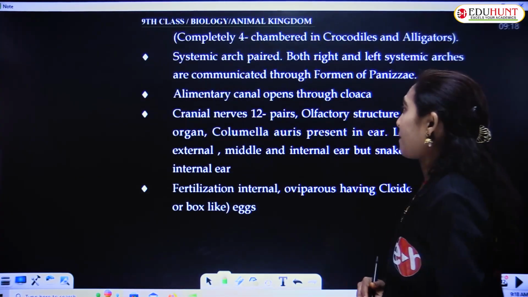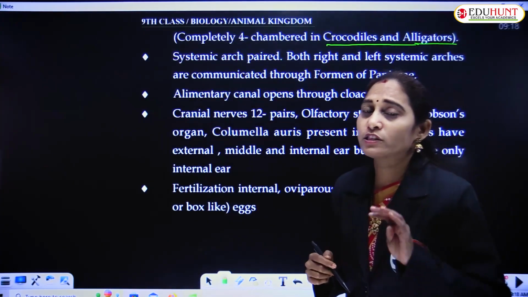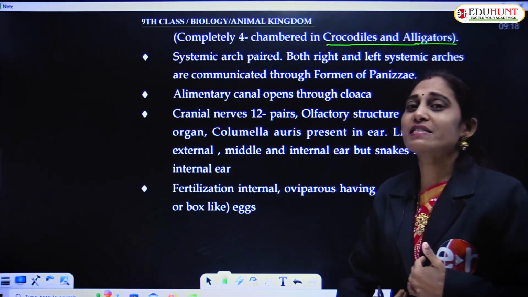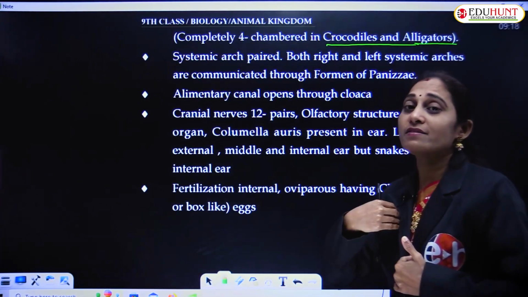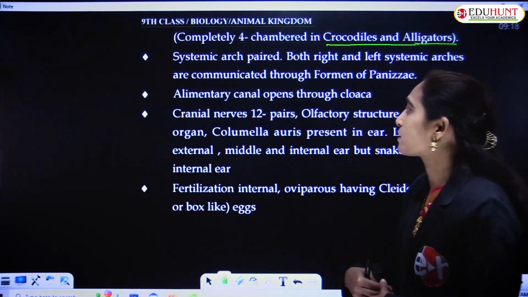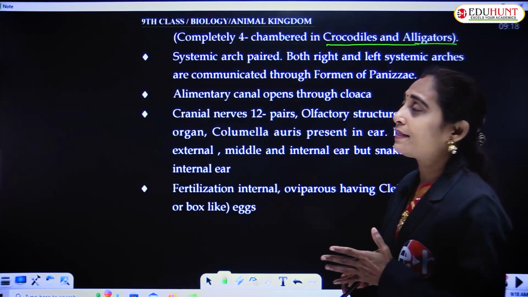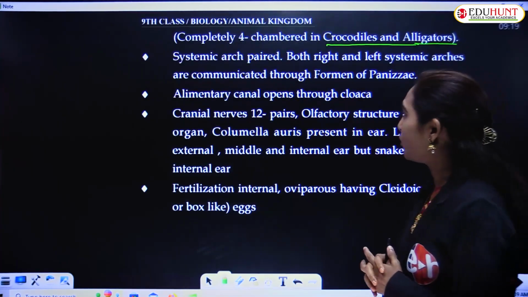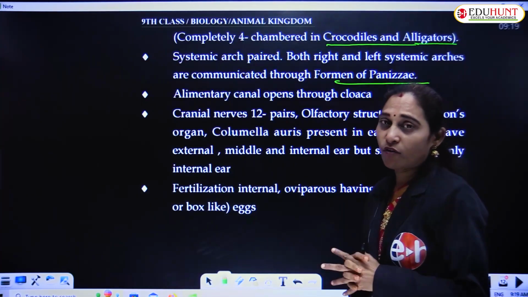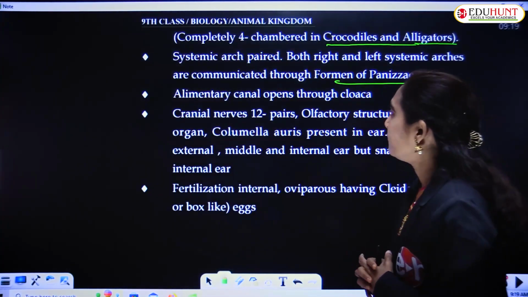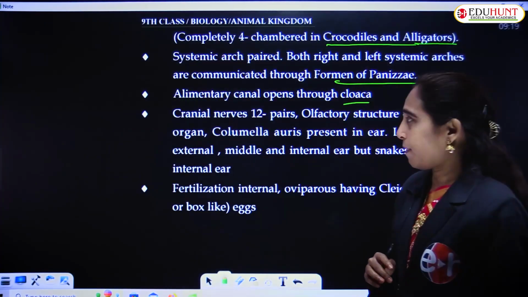But the exceptional case is that crocodiles and alligators have a four-chambered heart. That is, the septum is completely formed and completely divides the ventricles into two chambers. The systemic arches are paired, and both the right and left systemic arches communicate through the foramen of Panizza. Foramen is a pore. The alimentary canal opens through the cloaca, that is the anal part.